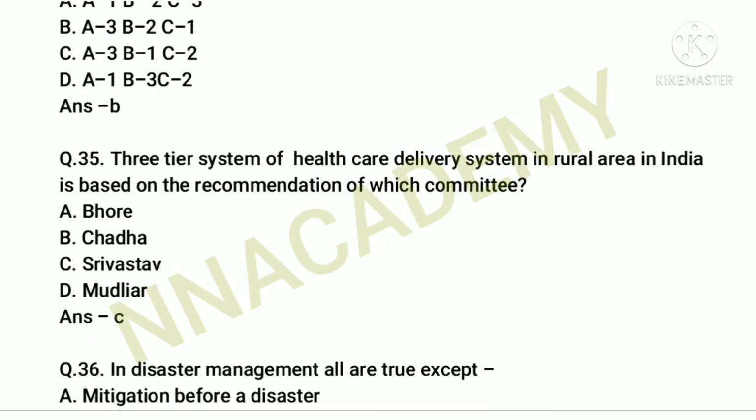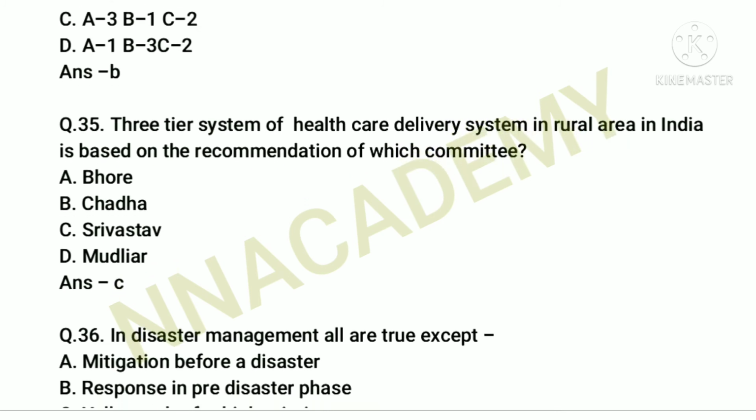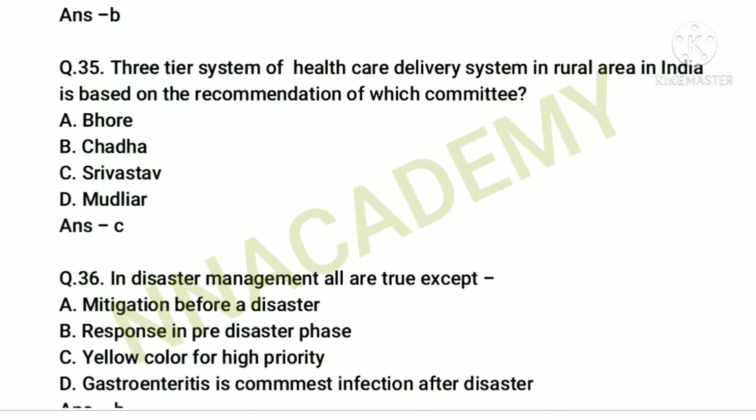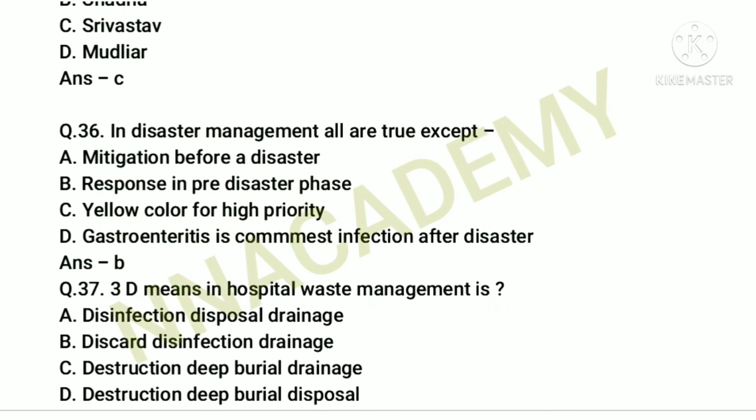Next question. The 3-tier system of healthcare delivery system in rural areas in India is based on the recommendation of which committee? Options given are A. Bhore Committee, B. Chadda Committee, C. Srivastava Committee, and option D. Mudaliar Committee. So here the right answer is Srivastava Committee. The 3-tier system of healthcare delivery system in rural areas is based on the Srivastava Committee.